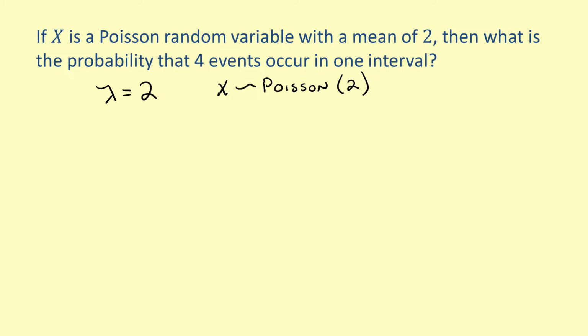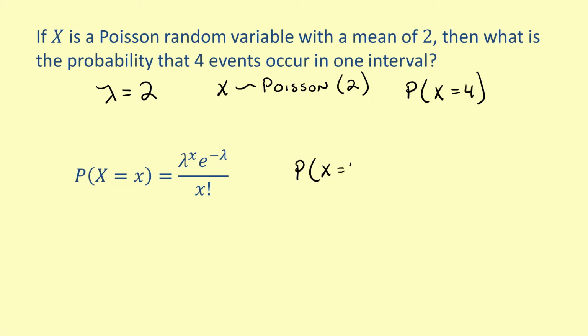This could represent something like the average number of phone calls received every 10 minutes. We want to know the probability of 4 events occurring in the interval. The probability can be calculated using the formula that was given earlier. Substitute the known values for x and lambda to get 2 to the power of 4 times e to the power of negative 2 divided by 4 factorial.